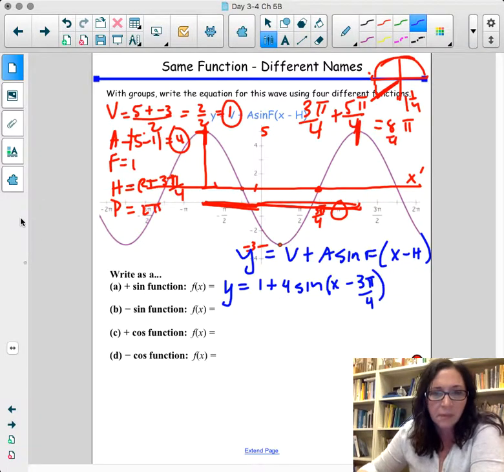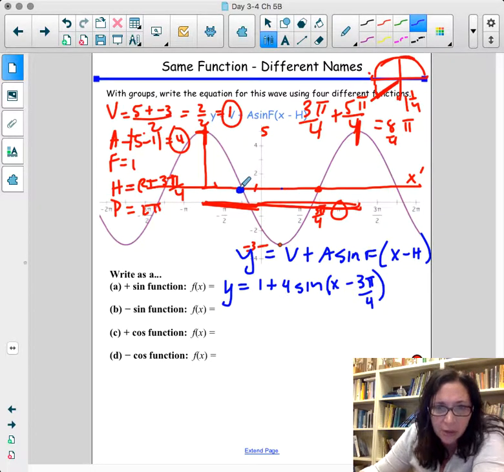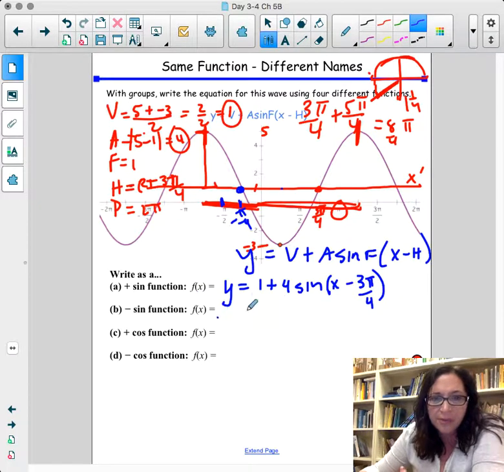Done. Now this one is a negative sine wave, and so to get a negative sine wave, I've got to go down first. So that's from here. This looks like it's negative pi over 2 here. So that means that's half of that. So that's negative pi over 4. So my same graph, I'm going to go y is equal to 1 minus 4 sine x plus pi over 4.